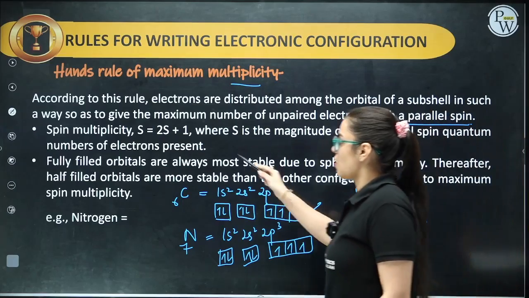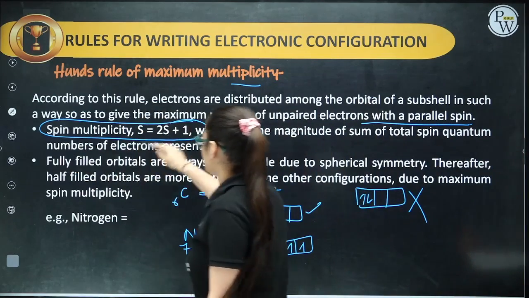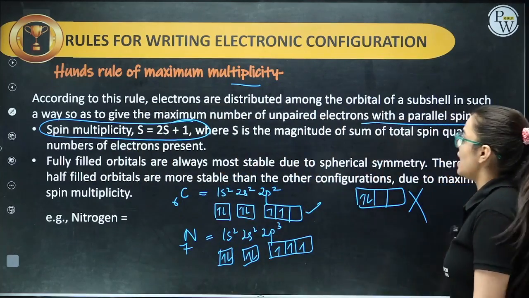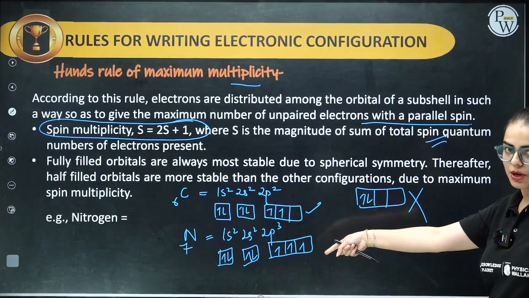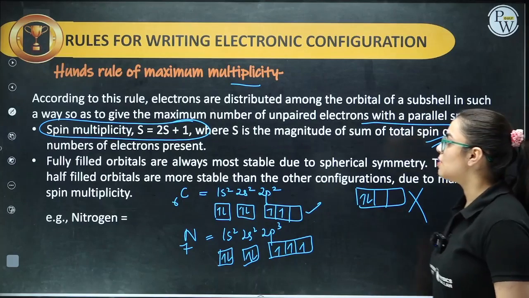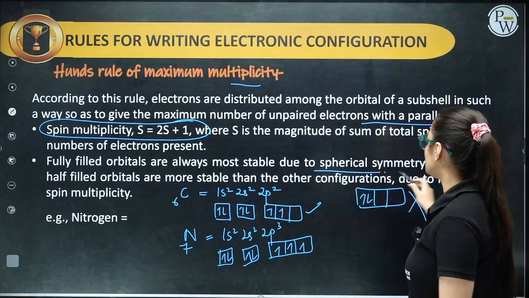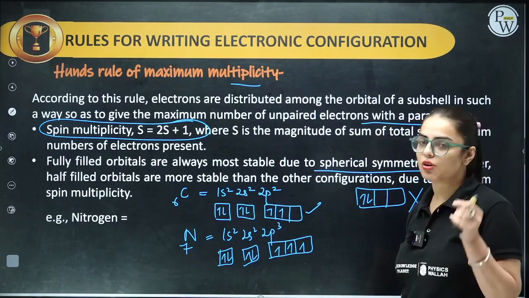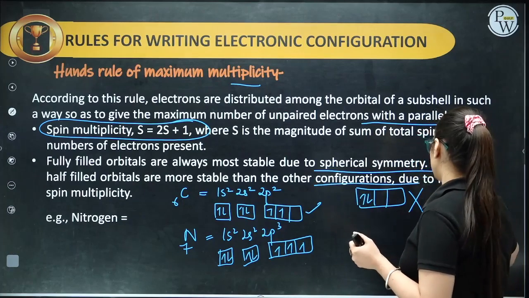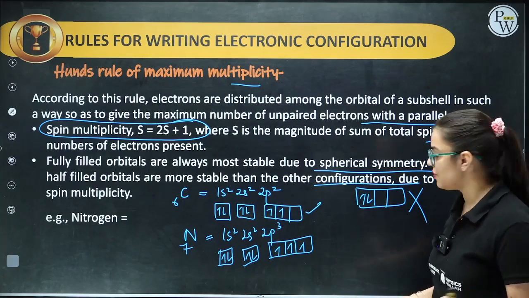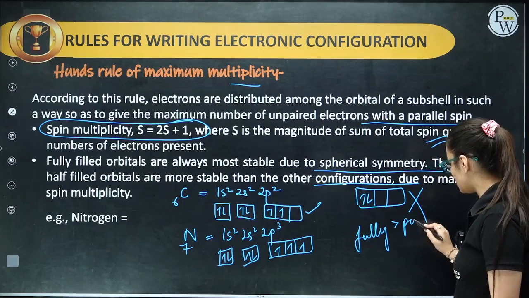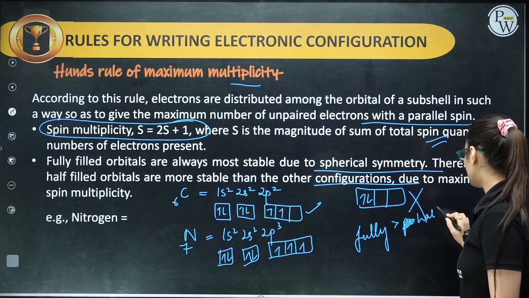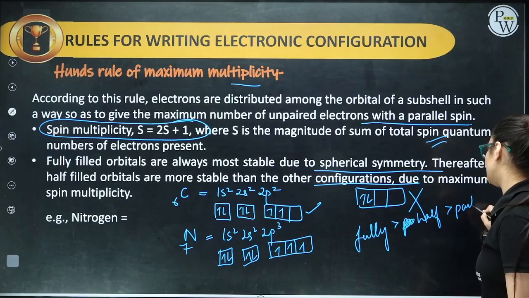Now this question is also generally asked: spin multiplicity, that is 2S plus 1. Now S is basically the magnitude of the sum of the spin quantum numbers of the electrons present over here. Fully filled orbitals are more stable due to spherical symmetry. Therefore, half filled orbitals are more stable than the other configurations due to maximum spin multiplicity. Always remember, fully filled are most stable, then half filled, and at last partially filled.